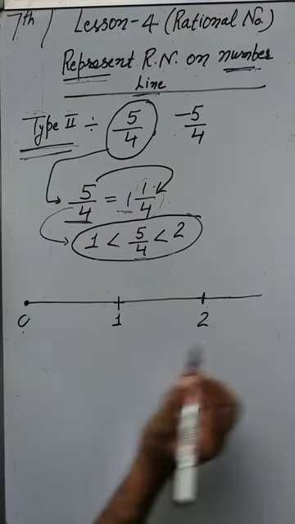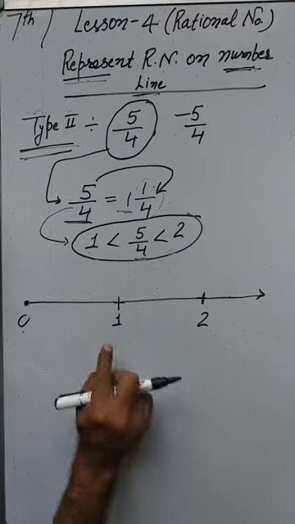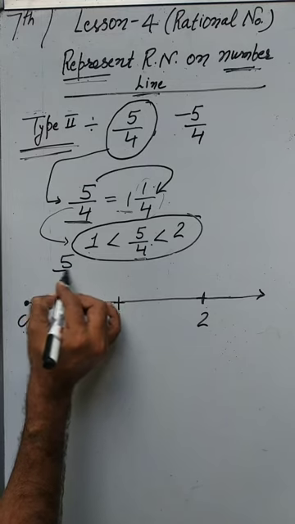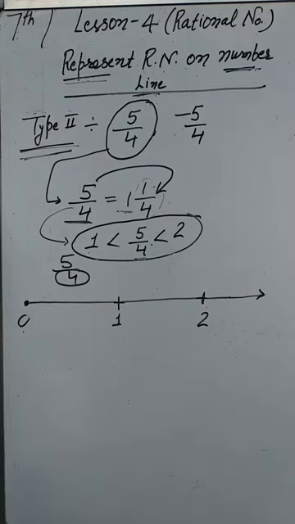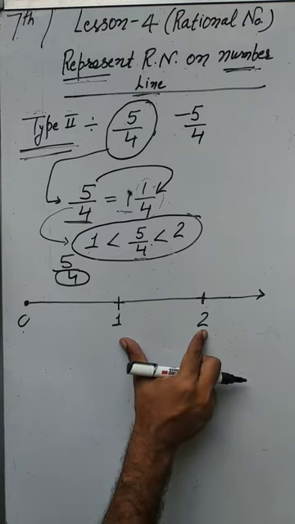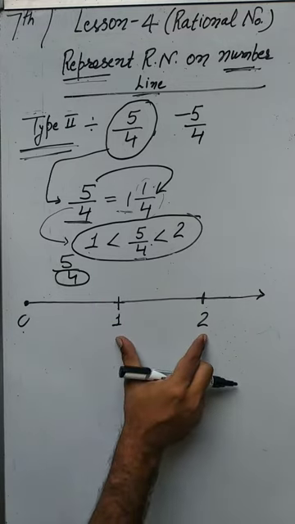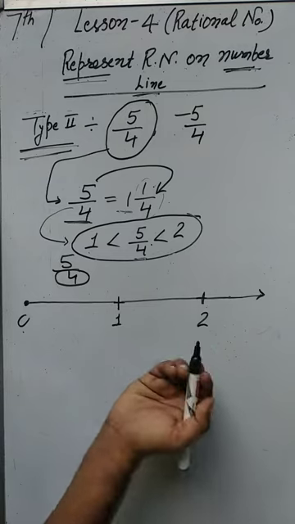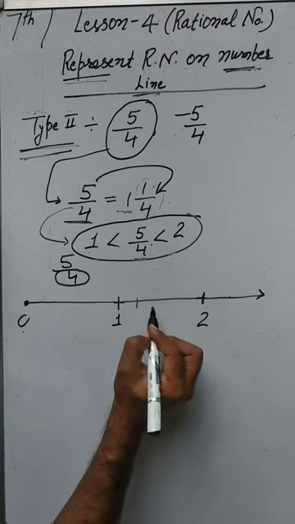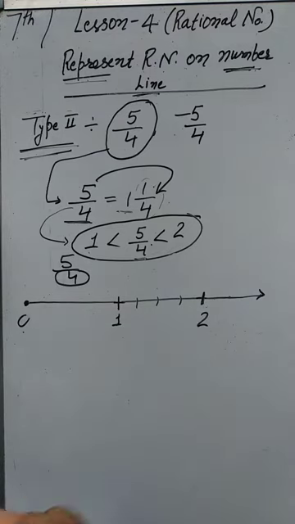Clear, beta? Now this number lies between 1 and 2, so I have to work only in that portion. The denominator is 4, so I have to divide the portion between 1 and 2 into 4 equal parts. With the help of a compass or scale, you can mark points at equal distance: 1, 2, 3 and 4. I have divided that portion into 4 equal parts.